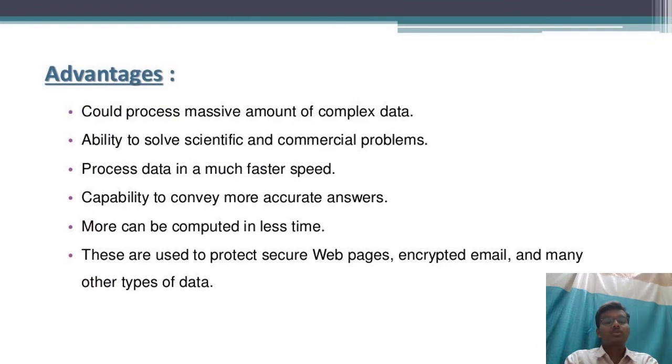Advantages of quantum computers: they could process massive amounts of complex data, have the ability to solve scientific and commercial problems, process data at a much faster speed, have the capability to convey more accurate answers, and more can be computed in less time. These are used to protect secure web pages, encrypted email, and many other types of data.